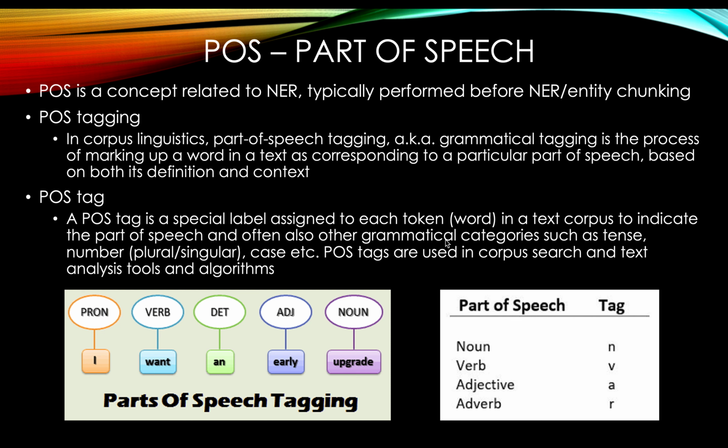For example, I want an early upgrade. I is a pronoun, want is a verb, an is a determiner, early is an adjective, and upgrade is a noun.